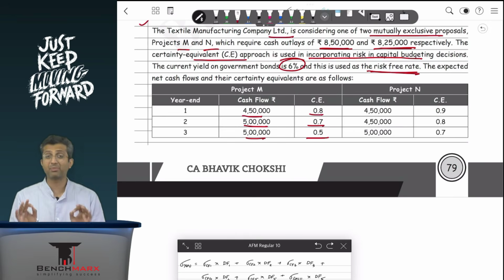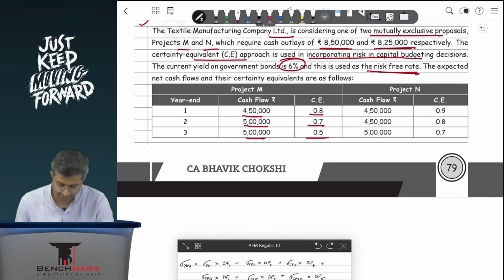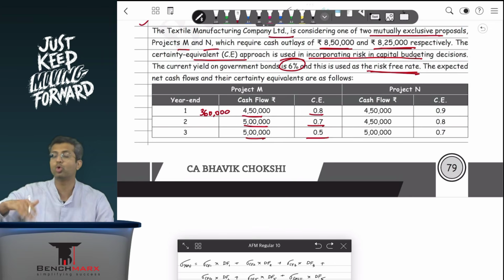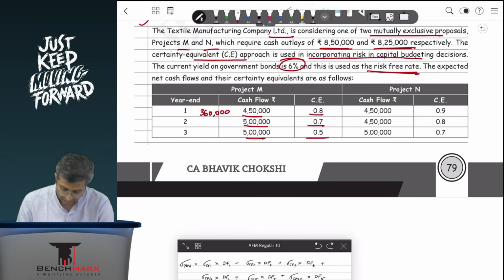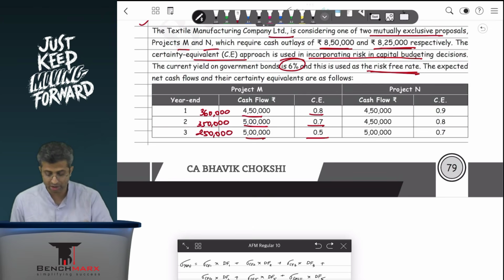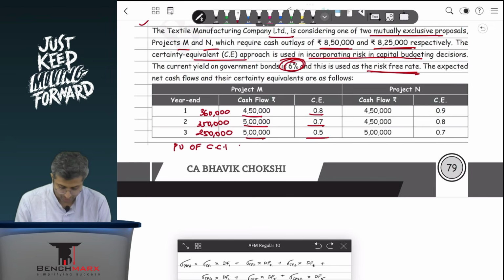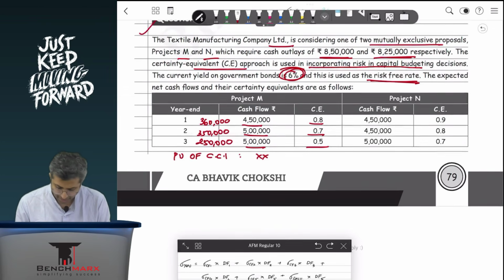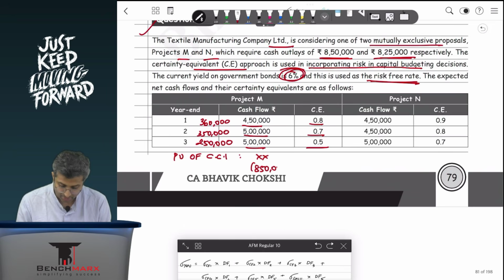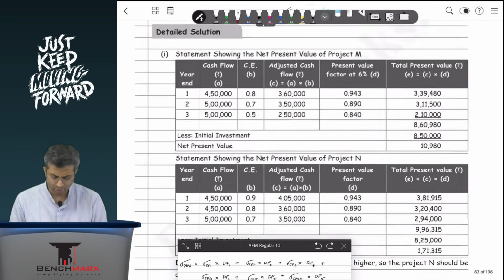5 lakhs and 0.5. Remember, this is not probability, this is your certainty, which means if you do 4 lakh 50 into 0.8, probably I'm not sure, this comes to 3 lakh 60. We are saying that 3 lakh 60 you're certainly going to receive. Over and above that 90 is uncertain. 5 lakh into 0.7, 3 lakh 50 you are certainly going to receive. And maybe 2 lakh 50 you are certainly going to receive. So these are your certain cash flows, and you will find the present value at 6% to find the PV of certain cash inflows. Whatever that PV comes to, minus 8 lakh 50, that will give you the NPV for project M. Similarly, you will do the working for project N.